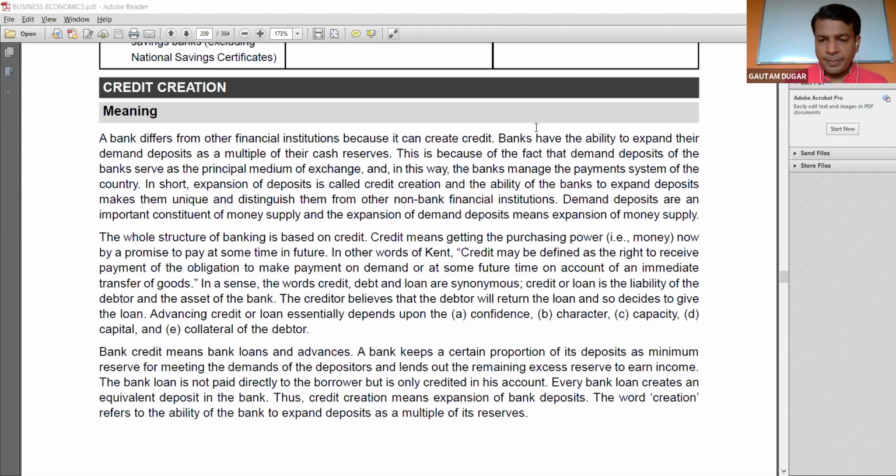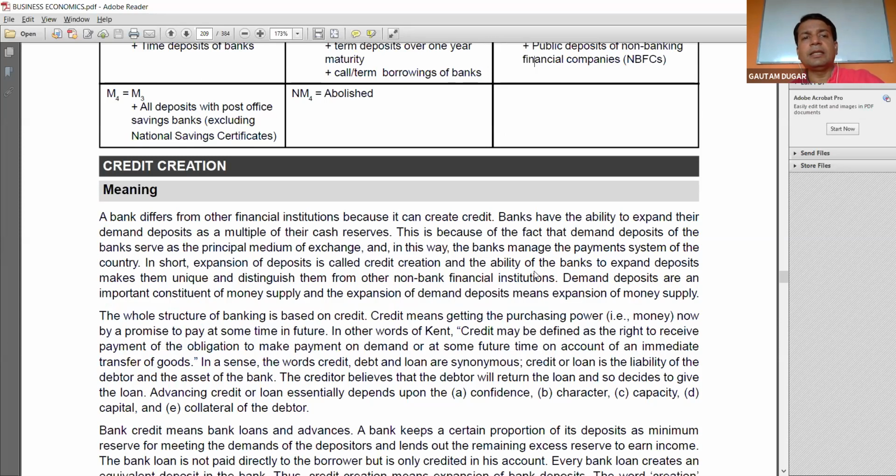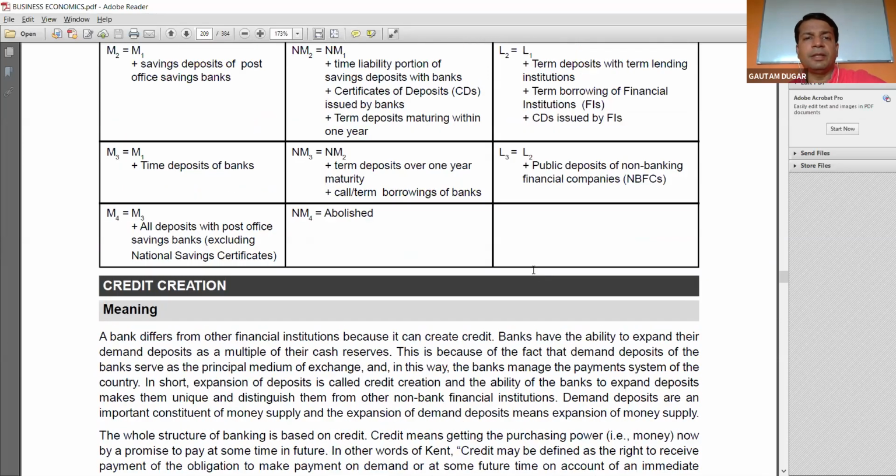Got the point. Someone was asking, so there was a mistake. I'll just check. Yes, here in the study material, there's one mistake. In the slide before, M3 equals, it's just a small printing error, M2 plus time deposits of the banks. It's M2. This is right.